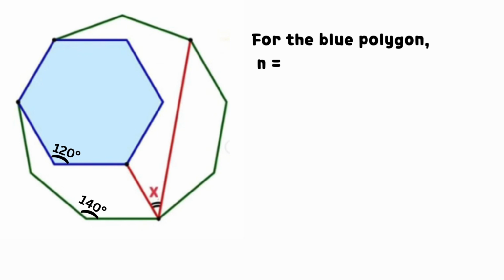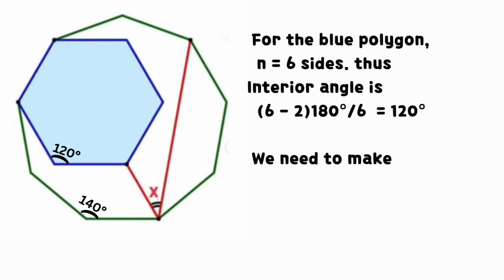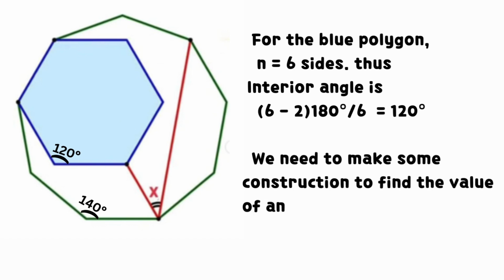For the blue polygon, n equals 6 sides. Thus, the interior angle equals 120 degrees. We need to make some construction to find the value of angle x.